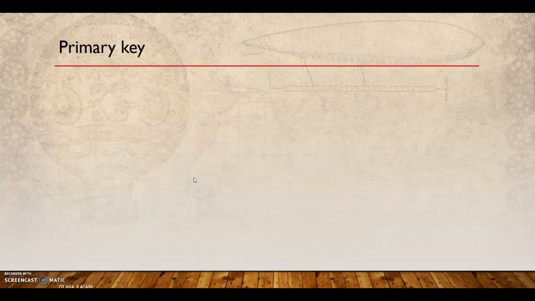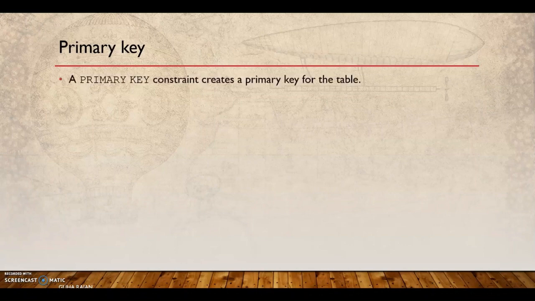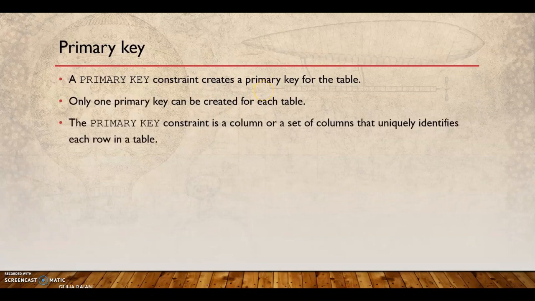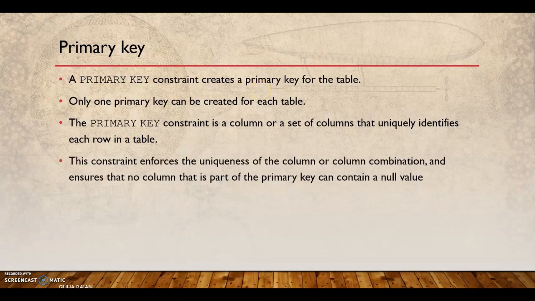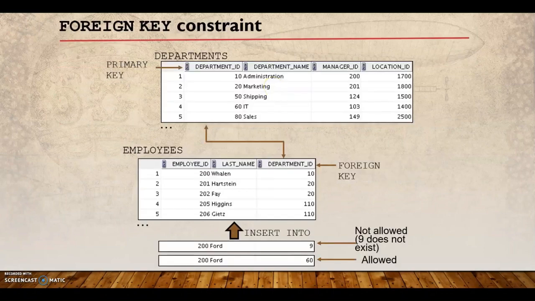If you look at the department table, that has a primary key, and an employee table can refer to it. So what is a primary key? The primary key constraint creates a primary key for the table, and only one primary key is created for each table. It is a column, or a set of columns, that uniquely identifies each row in the table. The constraint enforces uniqueness of the column or column combination, and ensures that no column that is part of the primary key contains a null value. So this diagram gives you a good reference.